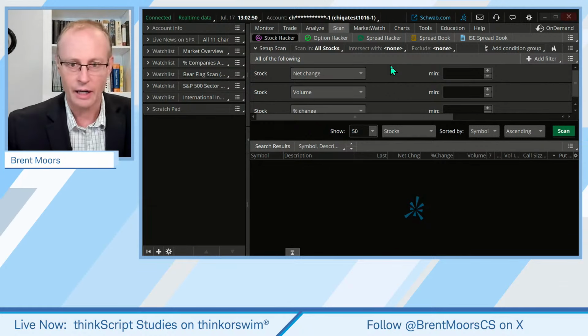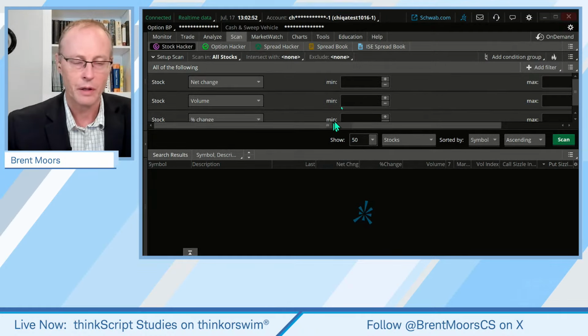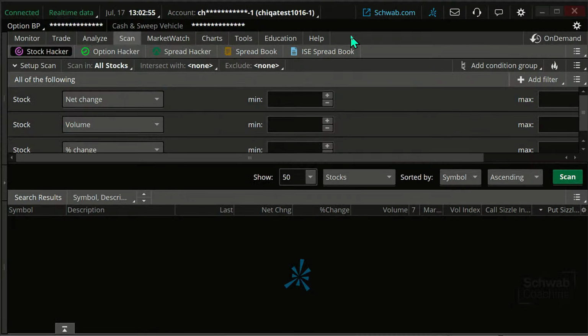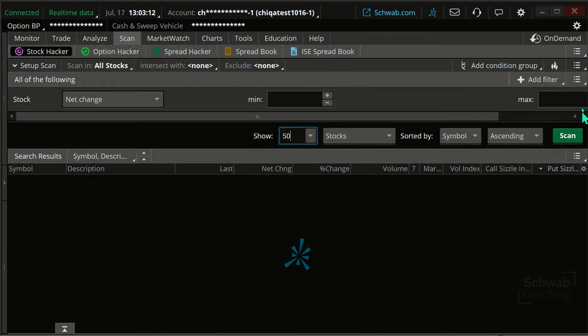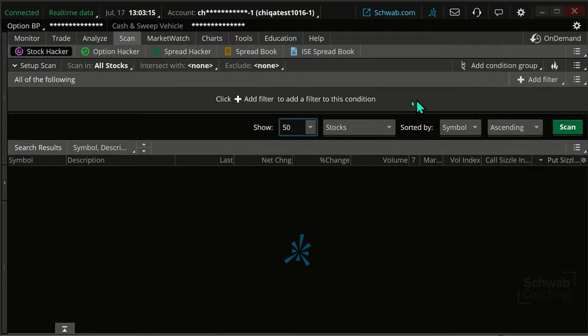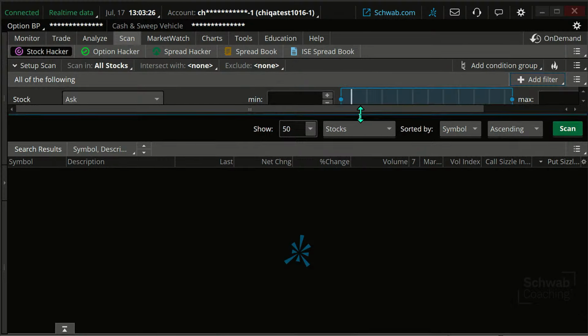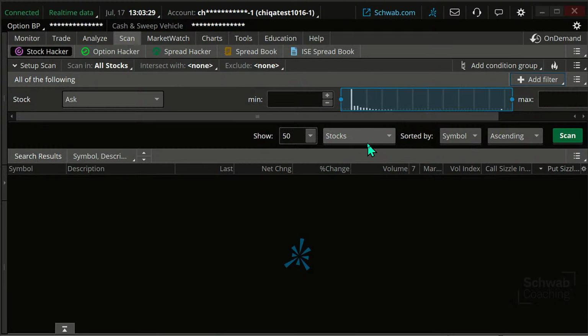Okay, so let's just talk here. Let me get rid of this left-hand column. I'm on the scan tab, on the Stock Hacker. I think this is all reset. And then on these scans, you can add your filters. Those of you who are familiar with this know how to do that. If I choose to add a filter, let's say a stock filter, that's easy enough. I can create a scan here.